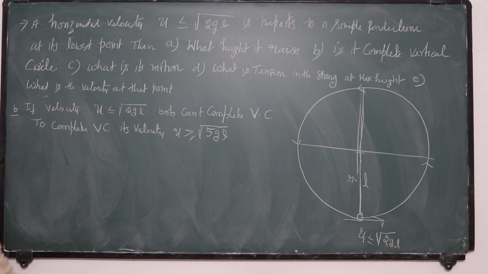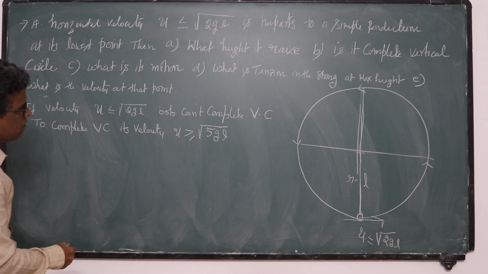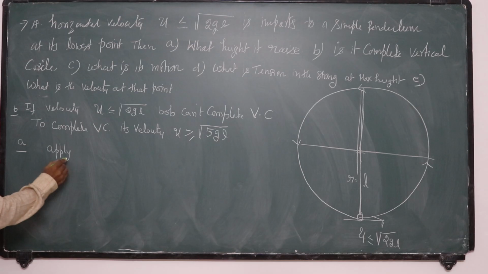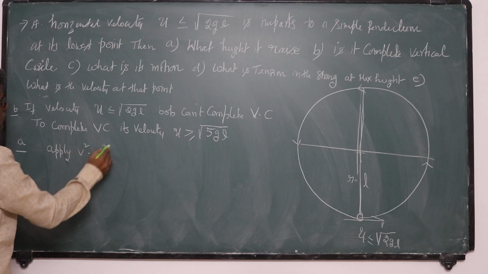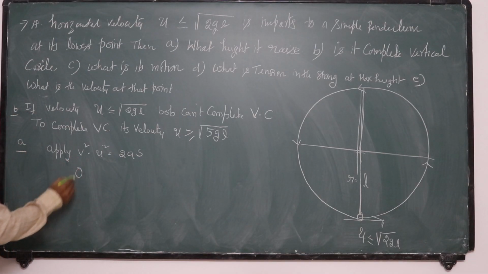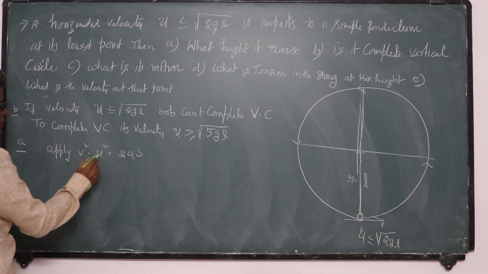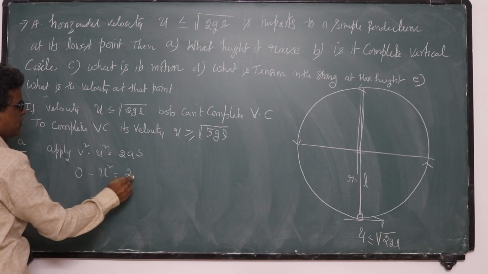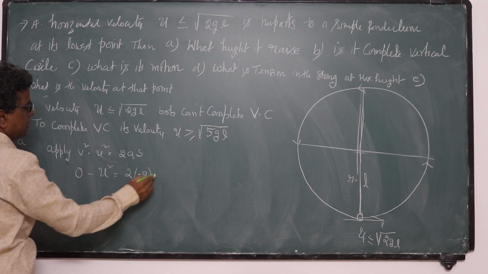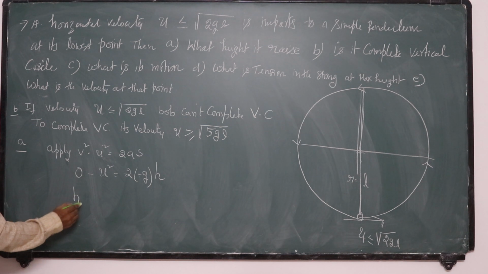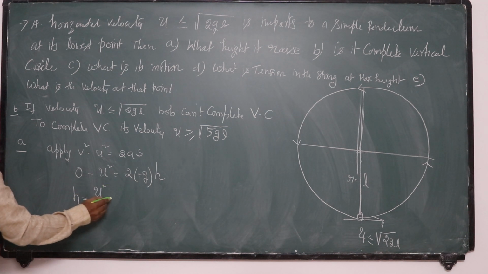What height will it rise? I want the maximum height. Apply v square minus u square is equal to 2as. The velocity at maximum height becomes 0. So the initial velocity is u, and since it rises up, the acceleration is minus g, and let the height be h. So the minus signs cancel. You will get h is equal to u square by 2g.